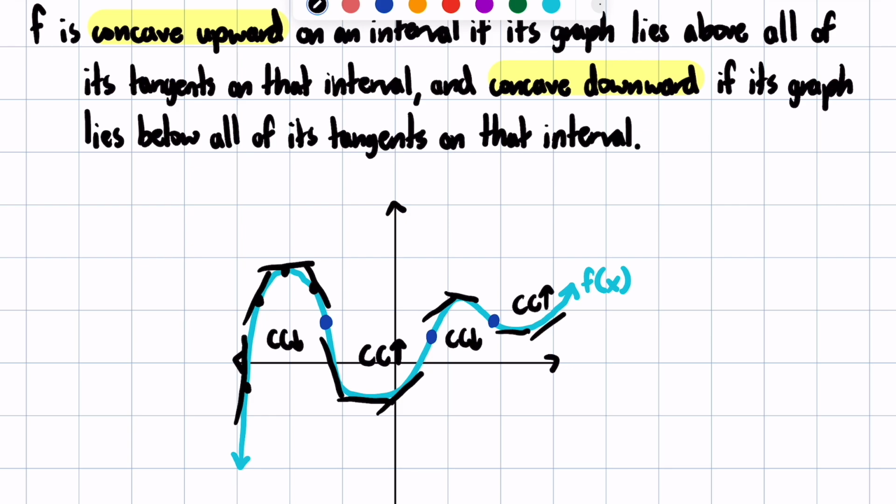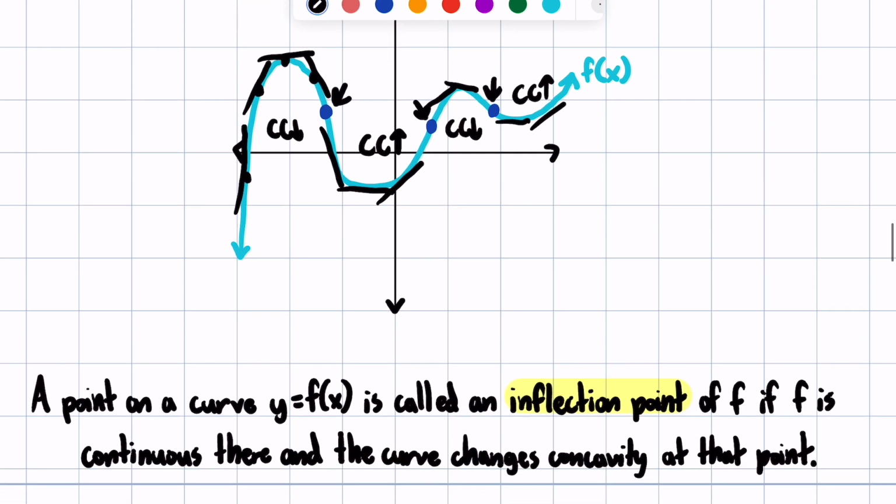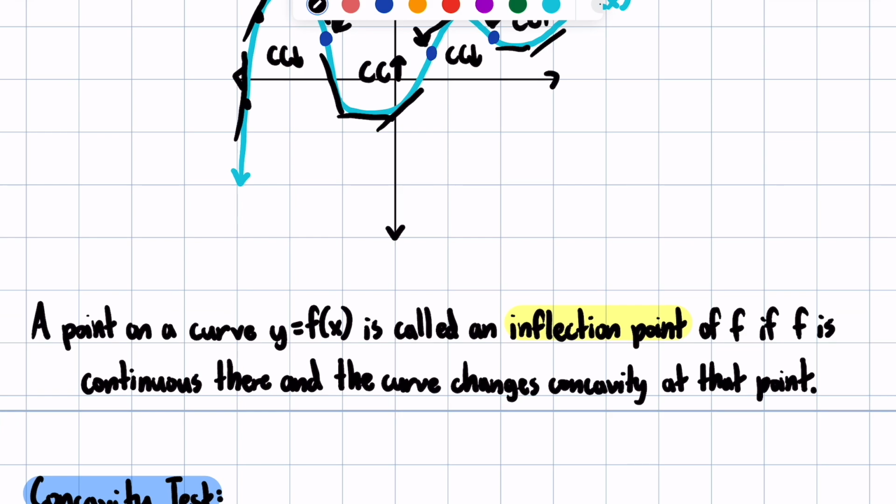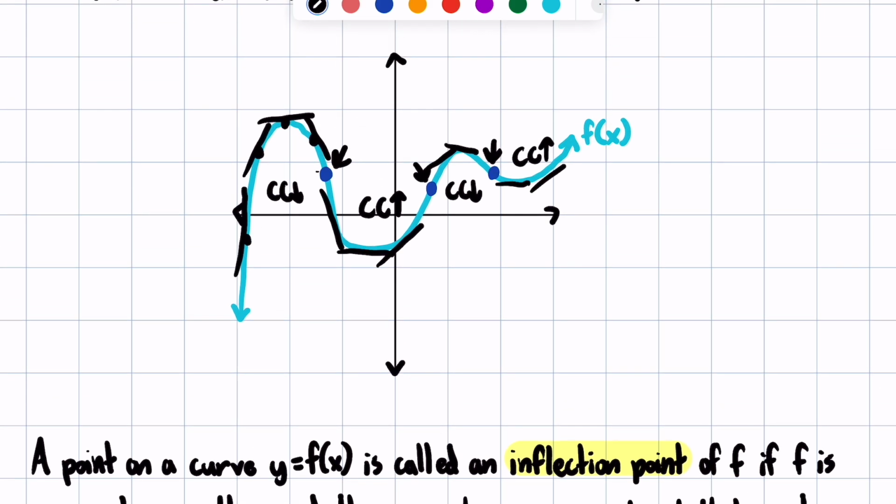Now, there's a name for these points where things change. They are called inflection points. So if the function is continuous at a point on the curve and the curve changes concavity at that point, then it's called an inflection point. So all of these blue points are going to be inflection points.